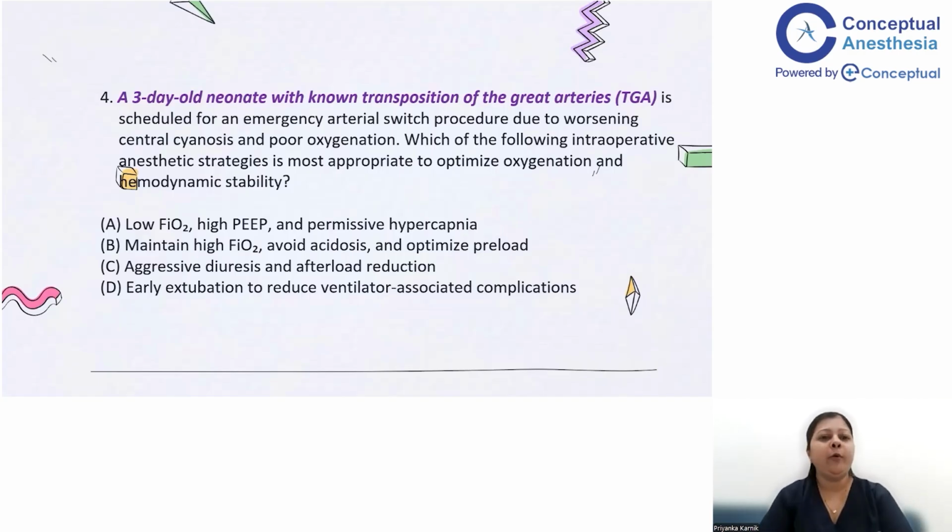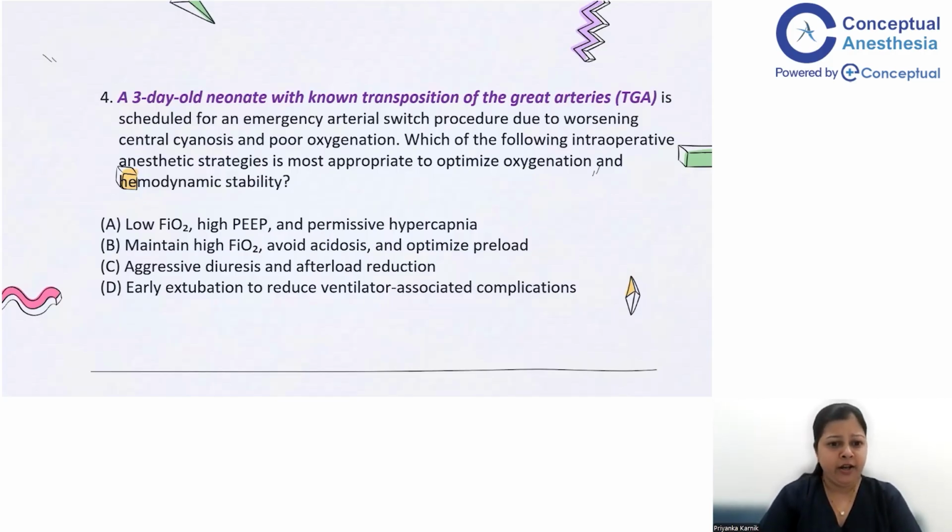Next is a 3-day-old neonate with known transposition of great arteries, that is TGA, scheduled for an emergency arterial switch procedure due to worsening central cyanosis and poor oxygenation. Which of the following intraoperative anesthetic strategies is most appropriate to optimize oxygenation and hemodynamic stability? So here the options are: A, low FiO2, high PEEP and permissive hypercapnia.